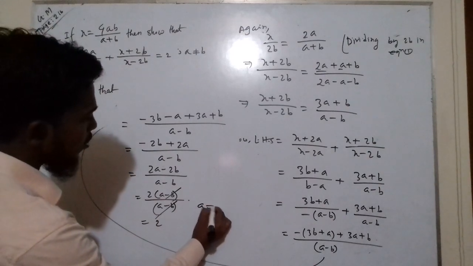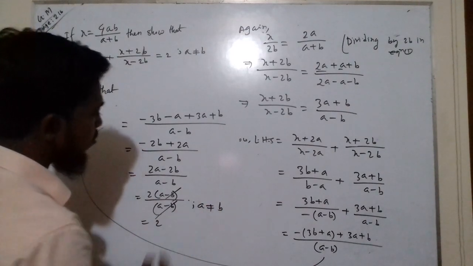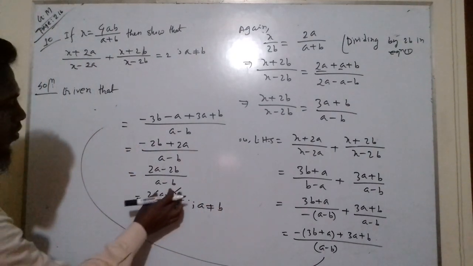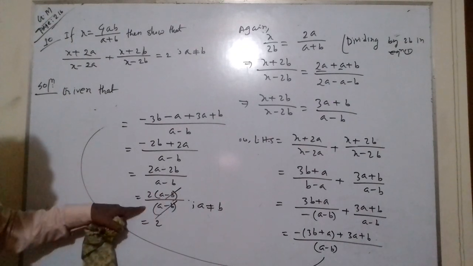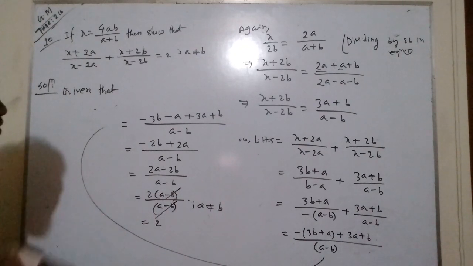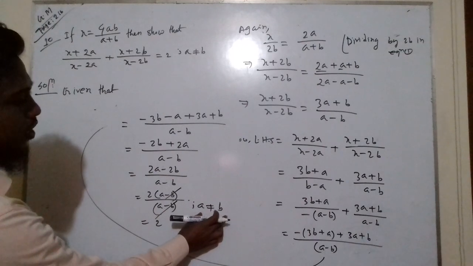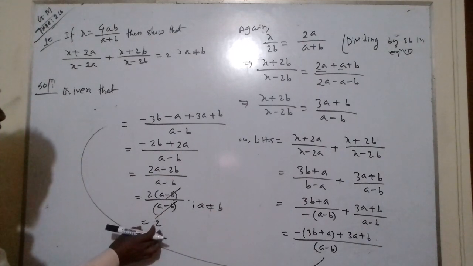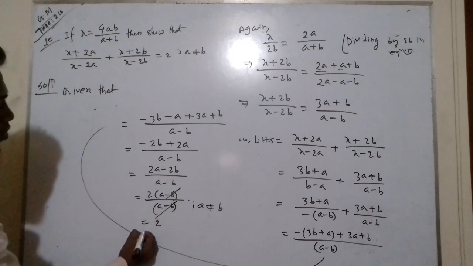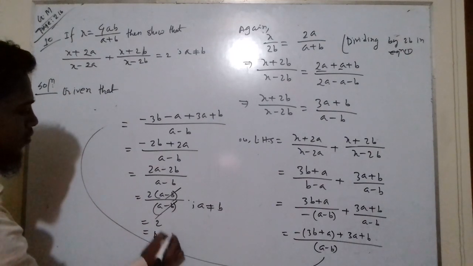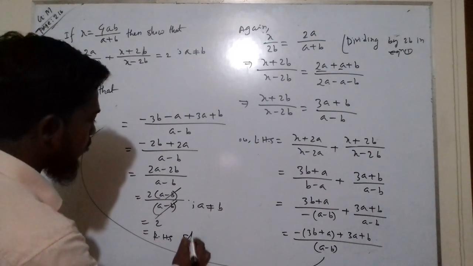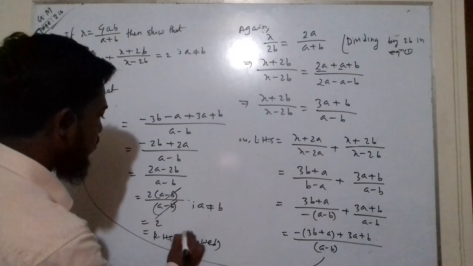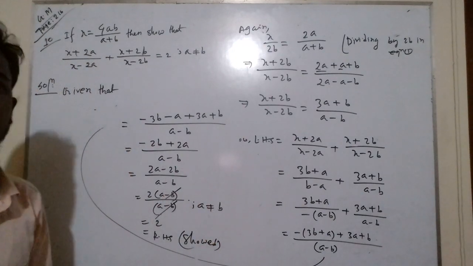When a not equal to b. If a equal to b, then this part is 0 by 0 form, so it is undefined, so it must be a not equal to b. Then we can write equal to 2. This equal to the right hand side. I think you have understood this solution.